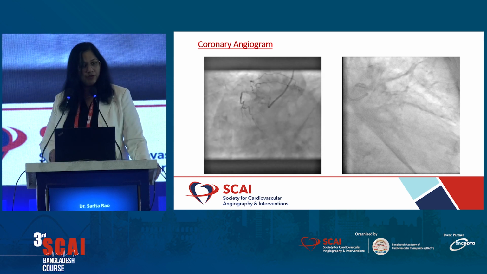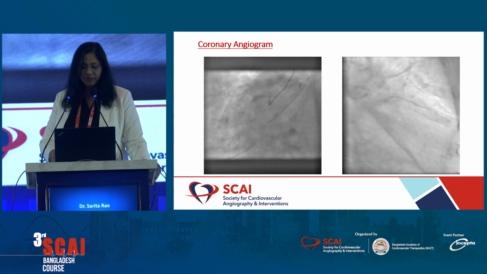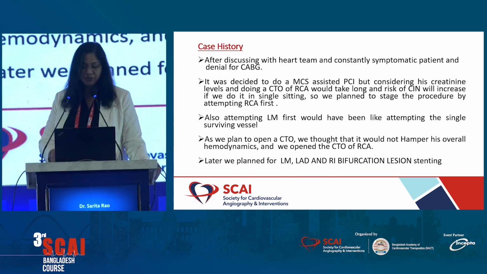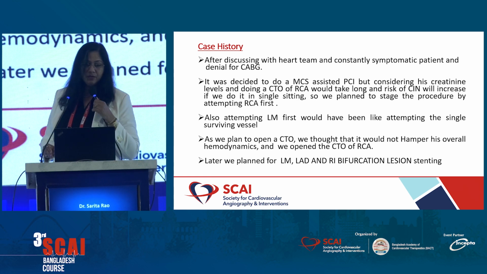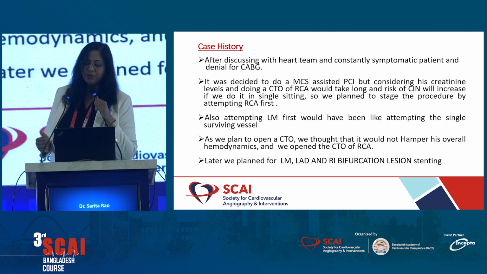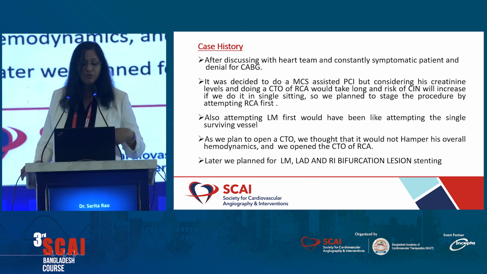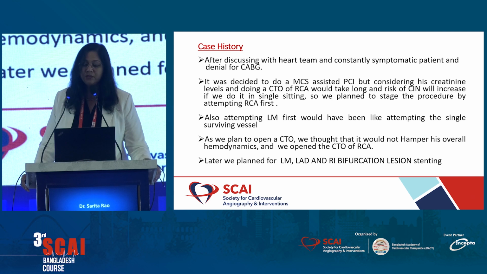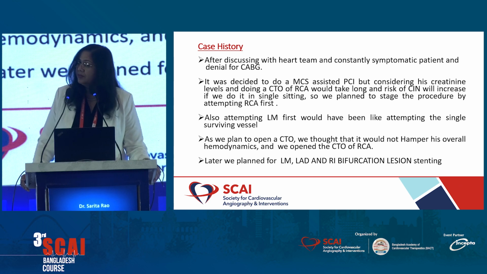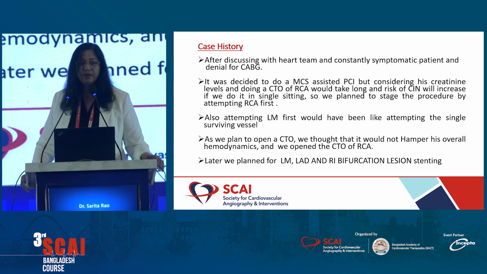Now this was the angiogram of the patient, the RCA 100% occluded. This was the left system. You can see the proximal disease in all the three arteries. Now after discussing with the heart team, and with a constantly symptomatic patient repeatedly denying bypass surgery, we decided to do a mechanical circulatory support assisted PCI. Considering his creatinine levels, doing a CTO of the RCA would have taken long, and the risk of nephropathy would increase if we did everything in a single setting. So we planned to stage the procedure, attempting the RCA first.